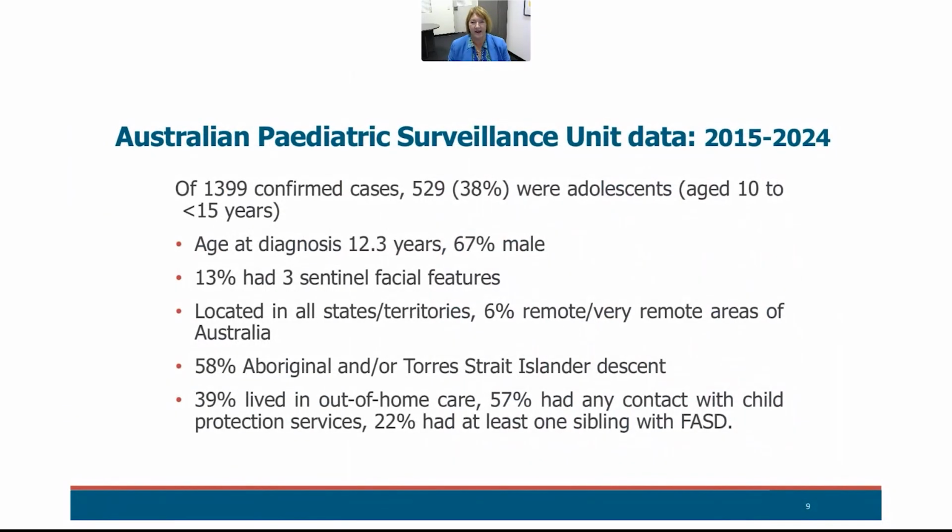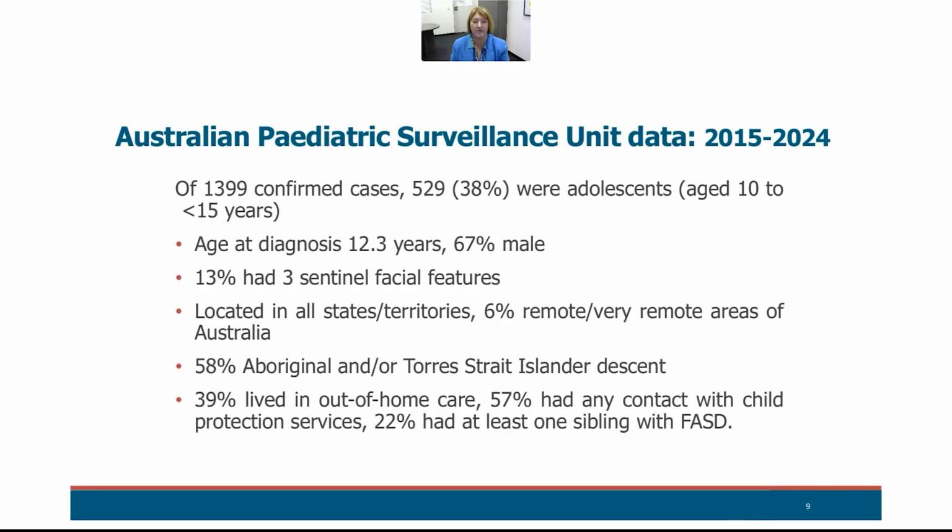Now, what do we know about adolescents specifically with FASD in Australia? Well, data from the Australian Paediatric Surveillance Unit from 2015 to 24 confirms that about 38% of nearly 1,400 confirmed cases reported by paediatricians were adolescents in the age range 10 to 15 years. Now, children in this age group are predominantly diagnosed with FASD in about year 7, age 12.